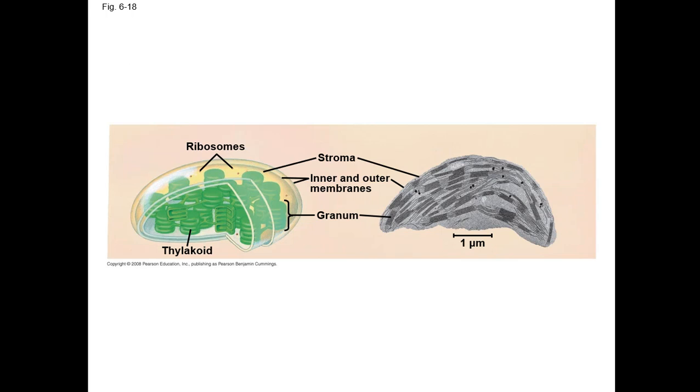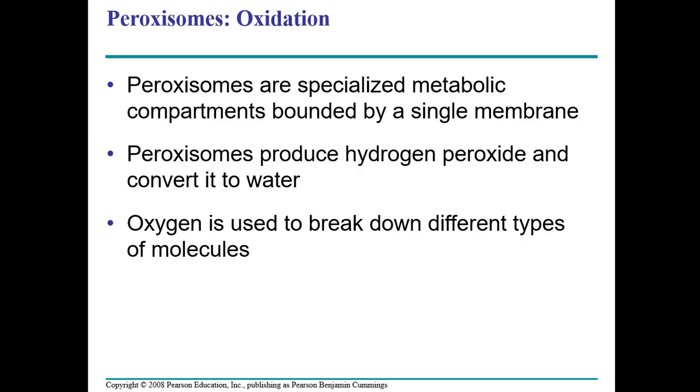Okay? So also, chloroplast is a double membrane. Okay? So, an organelle for photosynthesis. So, ano naman yung peroxisome? Peroxisomes are specialized metabolic compartments bounded by a single membrane.